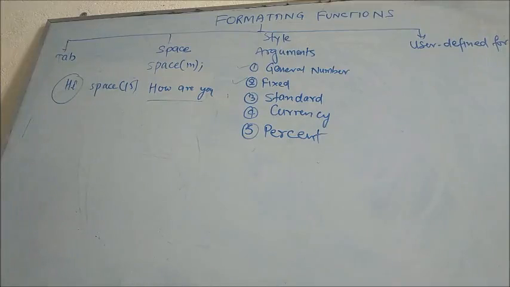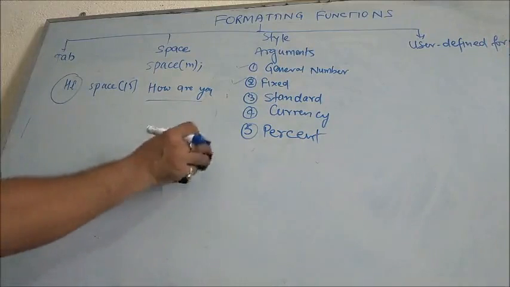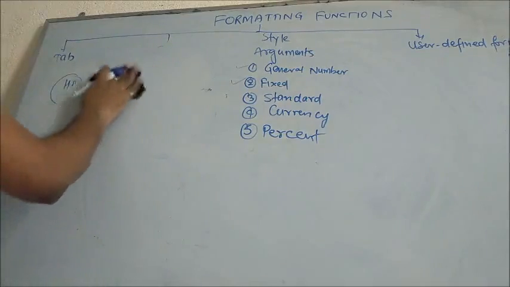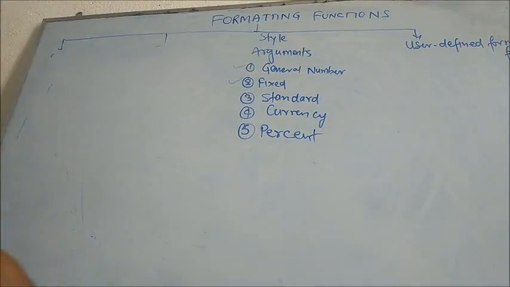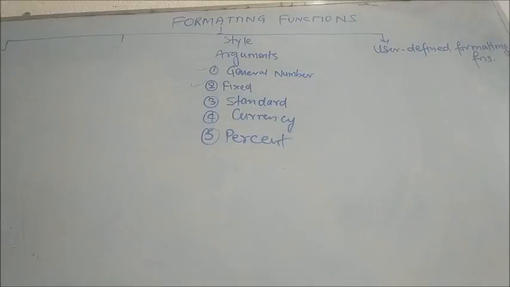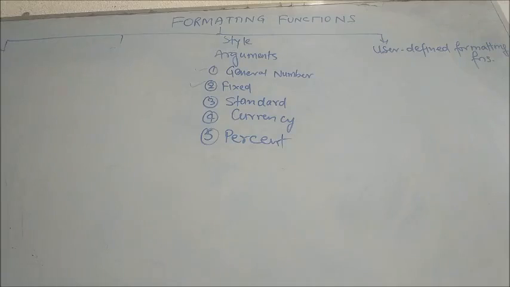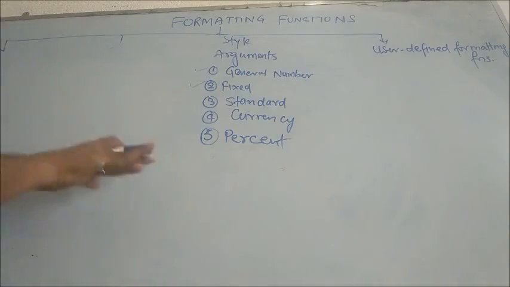Okay. Now next, we discuss general number, fixed number, standard number, currency number, currency and percentage, right? Percent. And all these things fall under the style you are using, right? The style is very important here. Okay, so now let's start with the style argument. Style argument means if a number is given to you, how will you format that number, right? So there may be a total of 5 types of formatting. And these formatting types depend upon their arguments. So how many arguments are there? There are 5 arguments. And on the basis of these 5 arguments, you can easily write 5 types of numbers.